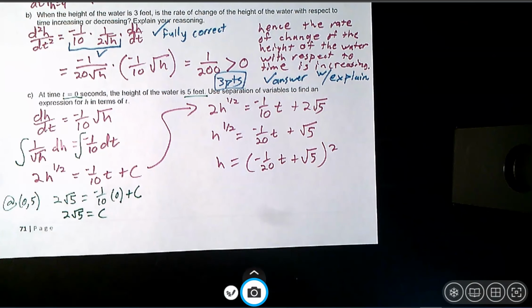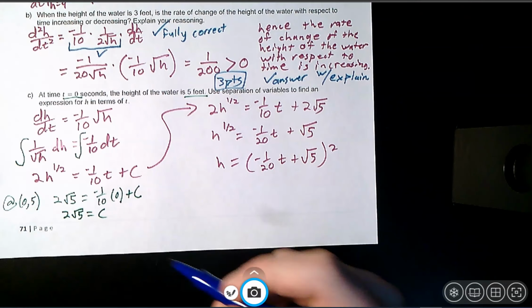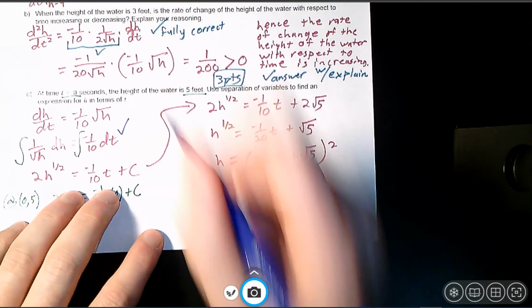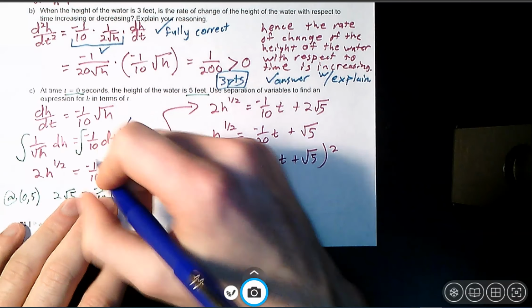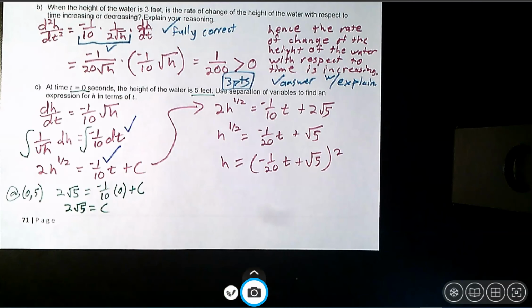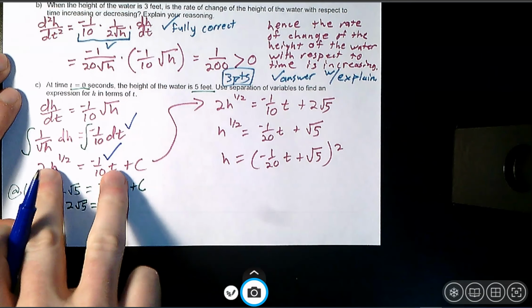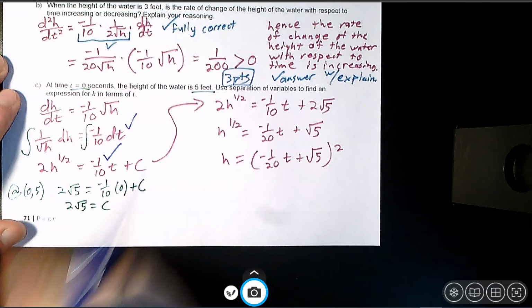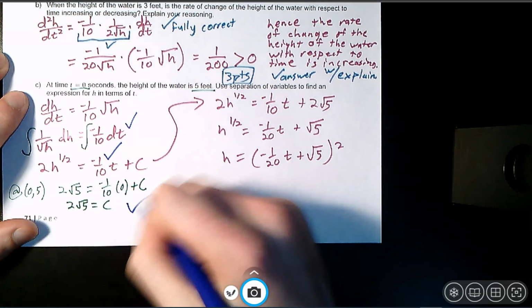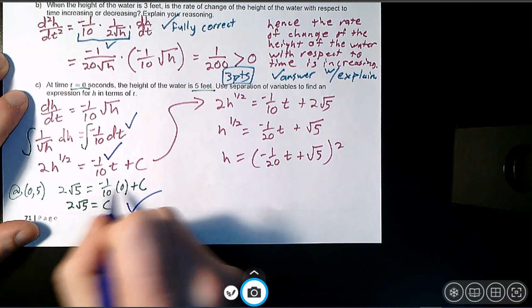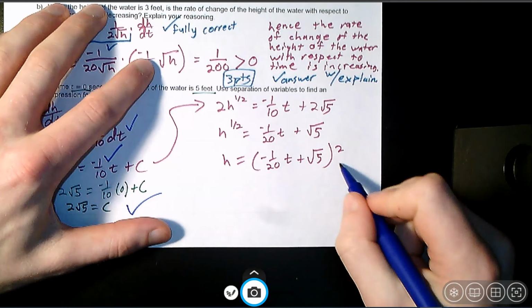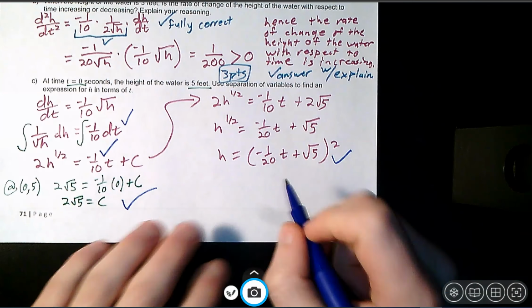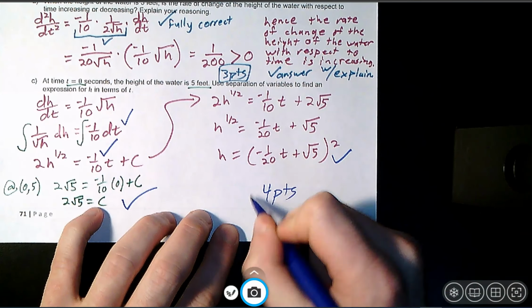Let's talk about how points are going to be awarded on this one. The first one is going to come from if you separate your variables properly. Then you're going to get another point if you have both of these antiderivatives correct on the left and right hand side of your equal sign. If you have a plus c and you use your initial condition, you're going to be getting your third point, and then the last point is going to come from your final answer. So 4 points on that problem.